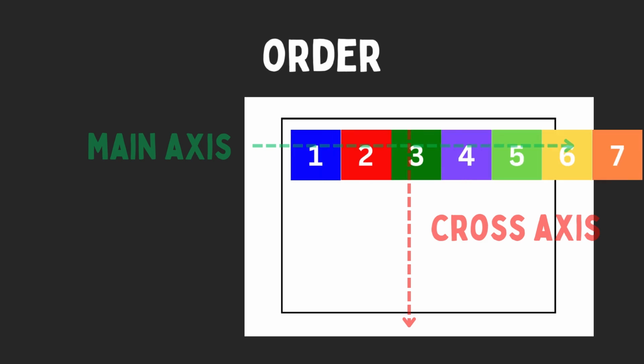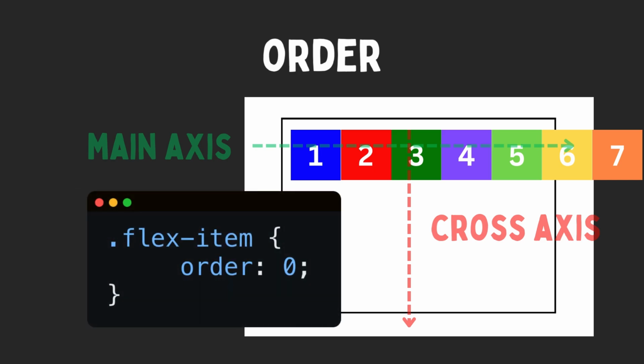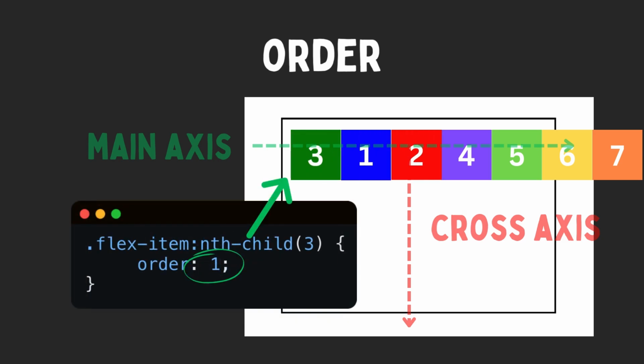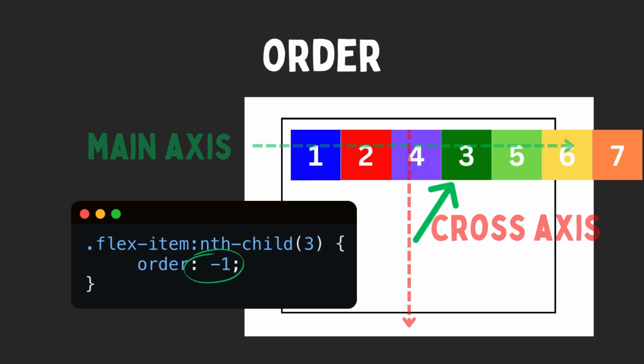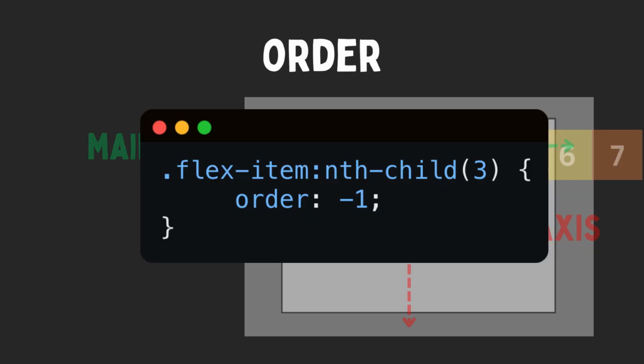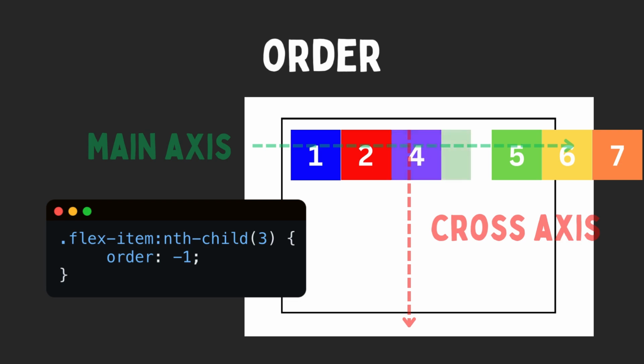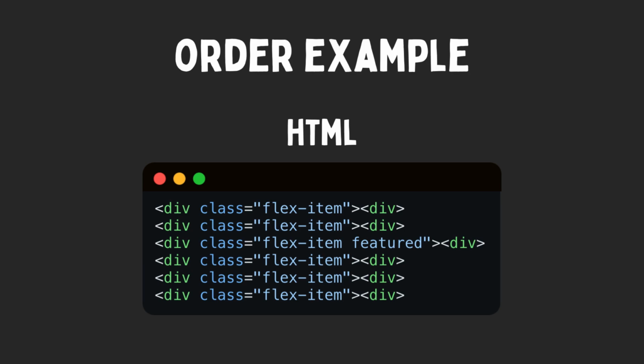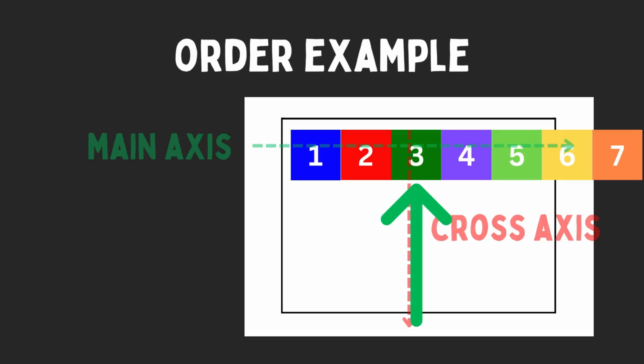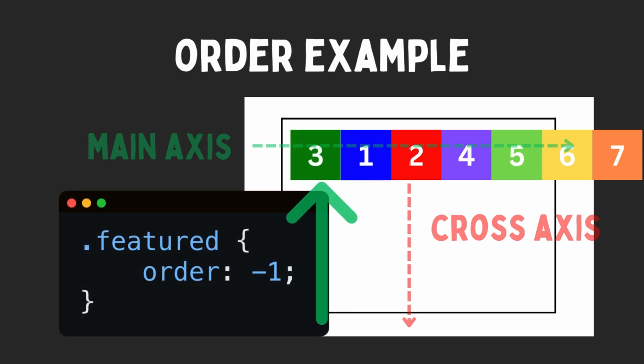By default, all items have an order value of 0. This means they appear in the same order as in the HTML. You can assign a positive or negative number to the order property to move items around. For example, setting order to -1 moves an item to the front, while larger positive numbers push it further back. Here's a practical example. If you want a featured item to always appear first, no matter its position in the HTML, you can use order to make it happen. Let's have a look at a code example.